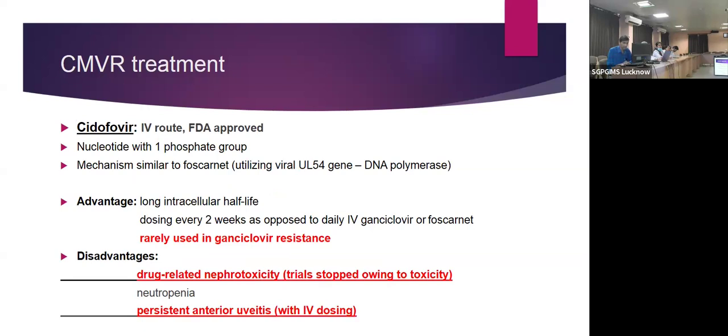From the ocular side, one problem is persistent anterior uveitis. The inflammation does not go away. The virus may be gone because of this drug, though I have not used it, but the reports say that even when everything is fine, the low-grade anterior uveitis does not resolve as long as the treatment is going on. So at present, this is a barely used drug.